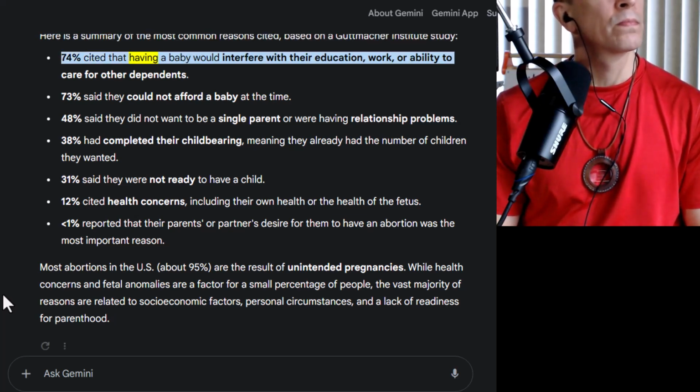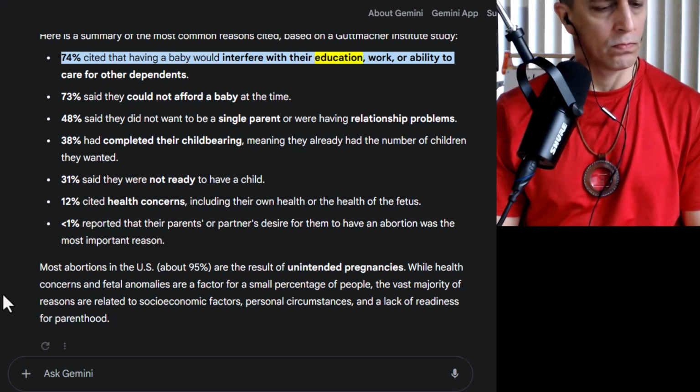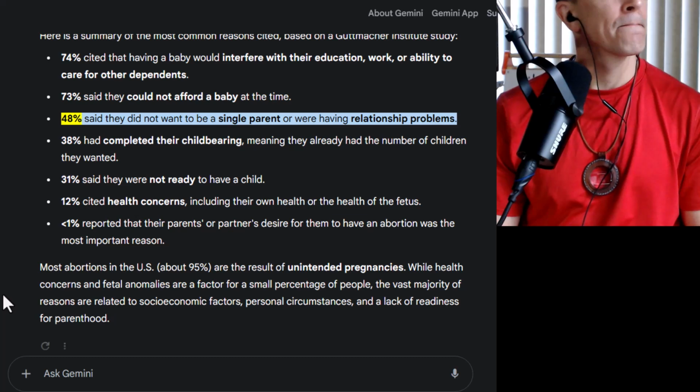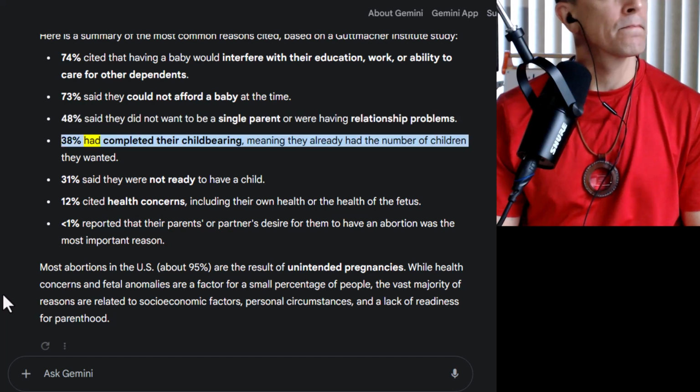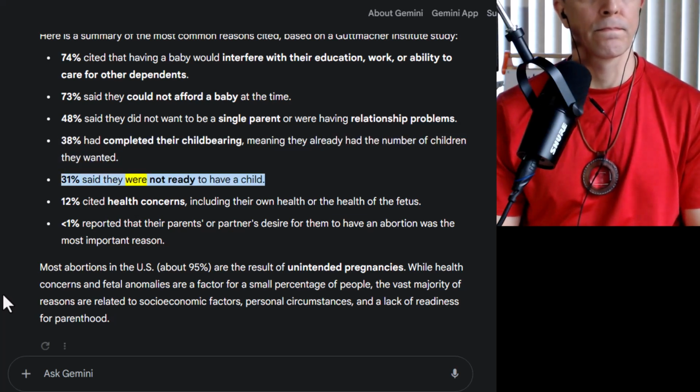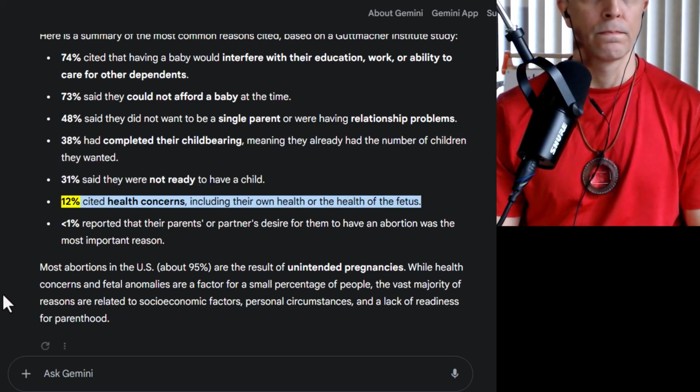74% cited that having a baby would interfere with their education, work, or ability to care for other dependents. 73% said they could not afford a baby at the time. 48% said they did not want to be a single parent or were having relationship problems. 38% had completed their childbearing, meaning they already had the number of children they wanted. 31% said they were not ready to have a child. 12% cited health concerns, including their own health or the health of the fetus.